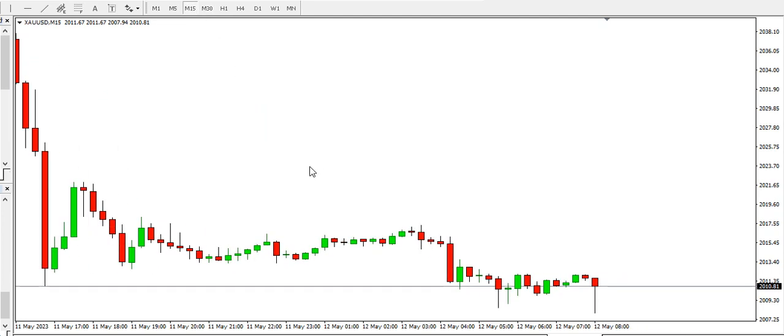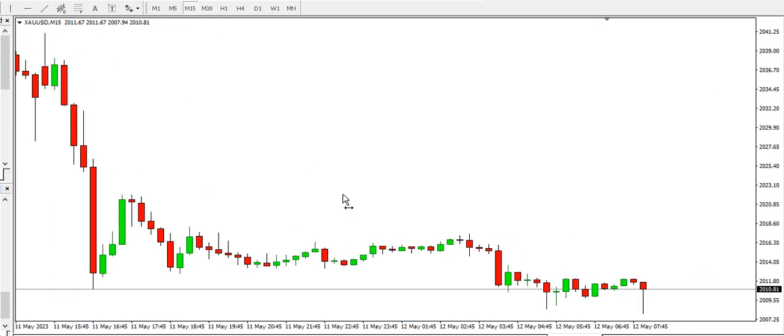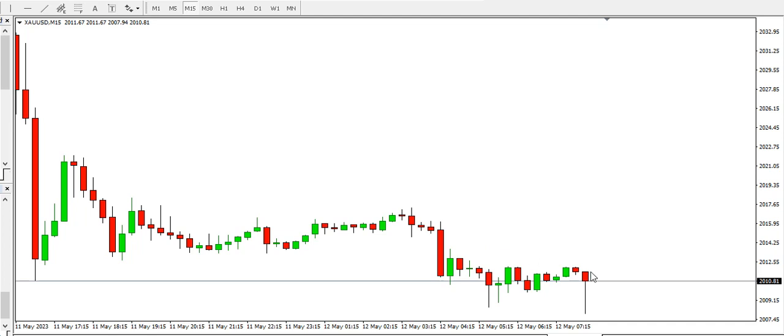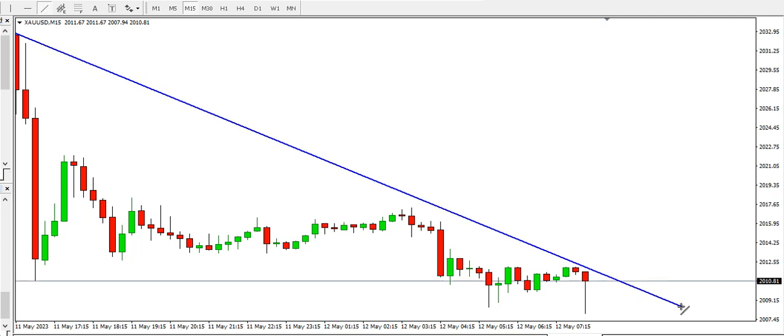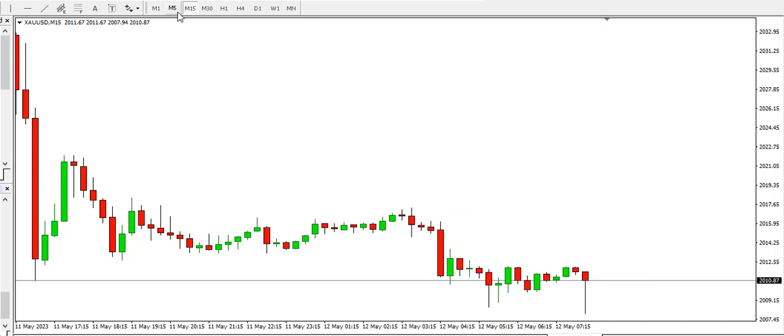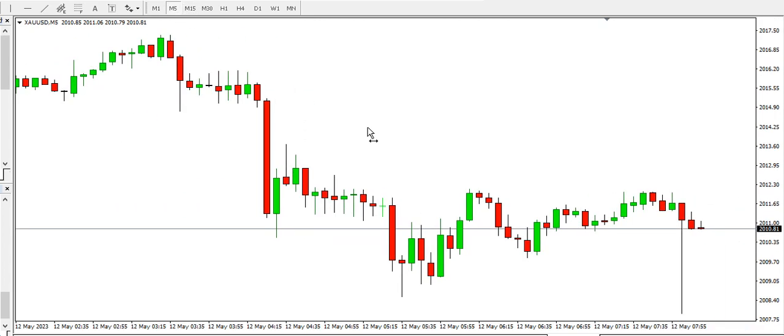On the 15 minutes time frame, you can see the price keeps dropping, but with this candle that is currently forming, we need to monitor this particular candle, but the slope is still bearish. Still bearish for now. We need to monitor what's happening as the London market opens. On the 5 minutes time frame, still bearish.